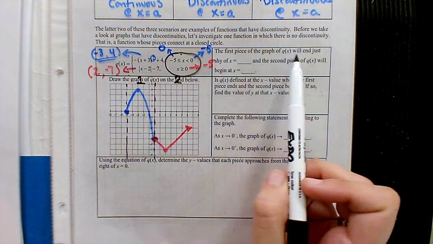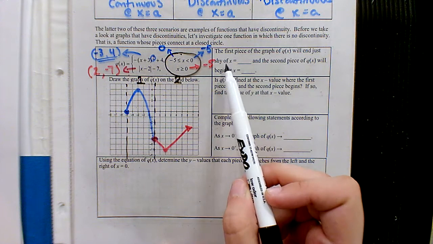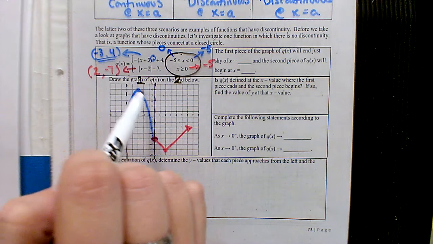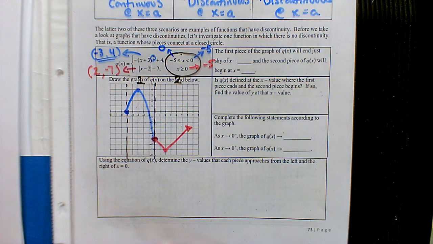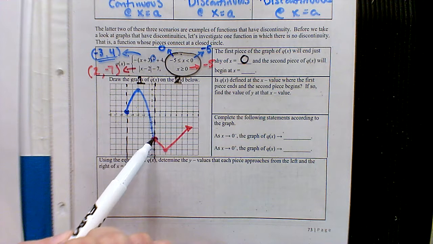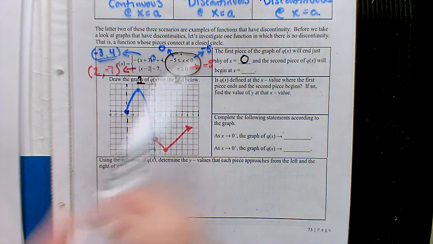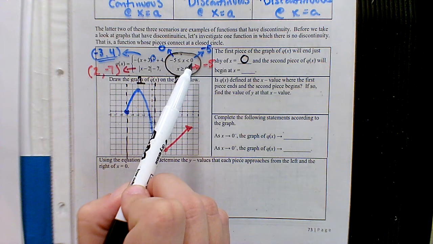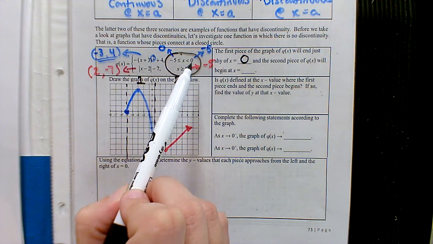The first piece of the graph will end just shy of what x value? So this blue graph, where does it end in terms of the x-axis? What's the last x value that you notice? Yeah, 0. Okay, so you can tell that based off the graph. Notice how the blue graph stops at that x value of 0. You can also tell based off the equation, right? Isn't 0 the last value in the domain?